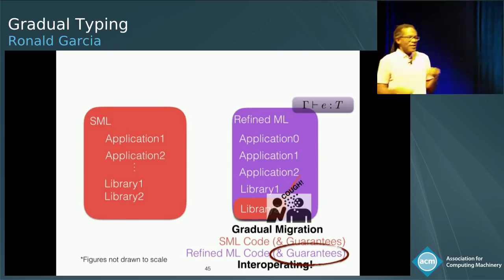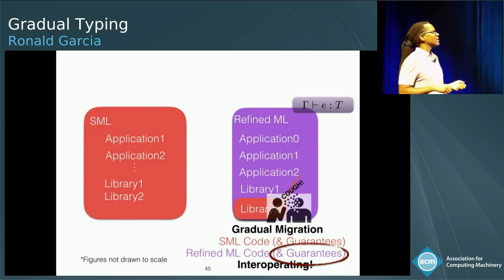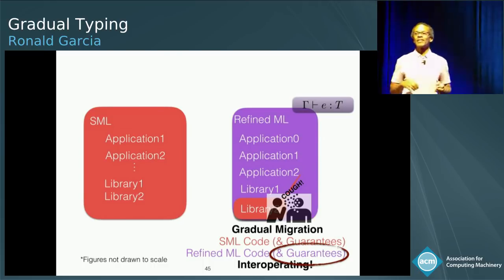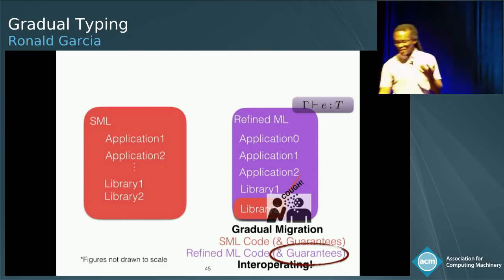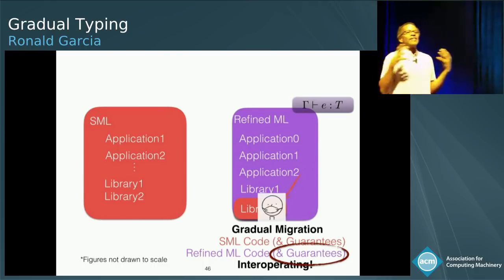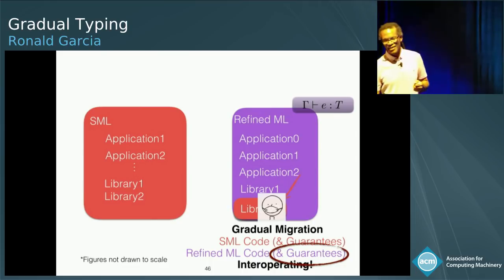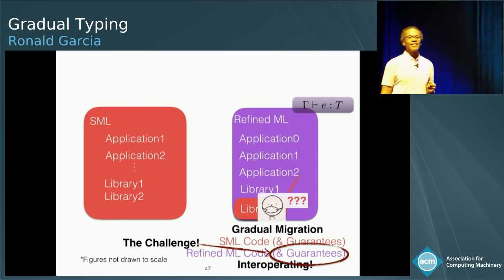And the reason is that there are behaviors in the standard ML code that might violate the discipline of the refined ML and can kind of pollute its semantics and the guarantees that we enjoy. So somehow we have to find a way to contain the infectious behavior of the standard ML code. And that's the challenge in this situation.